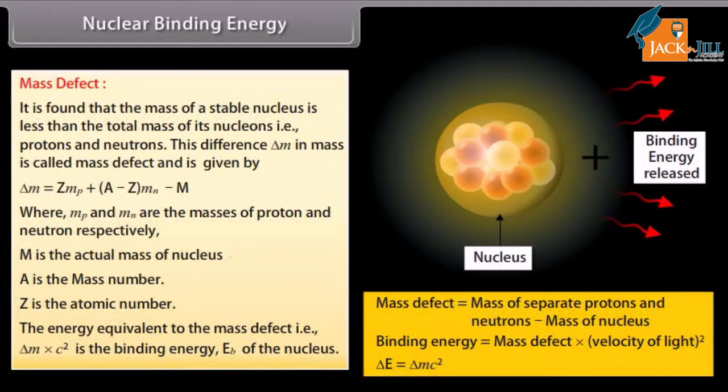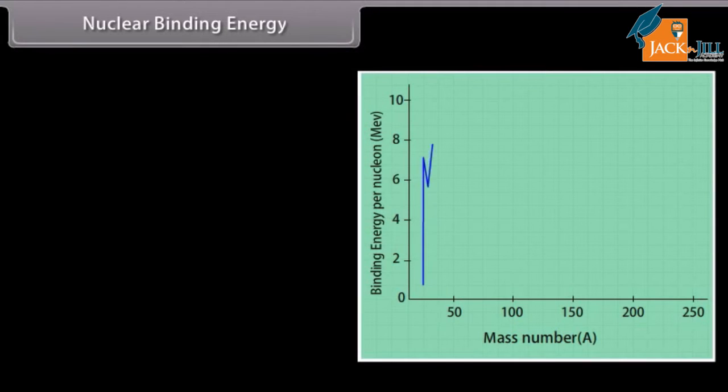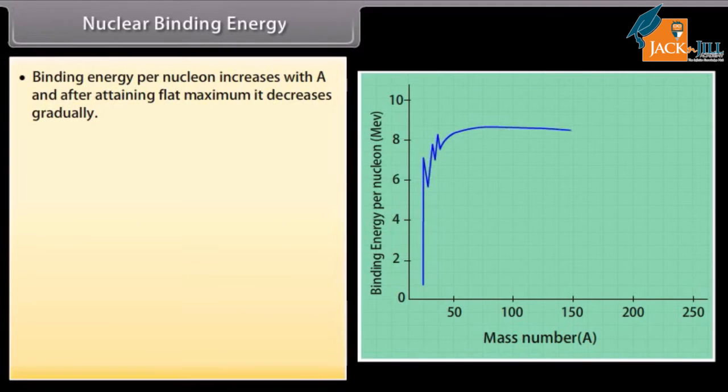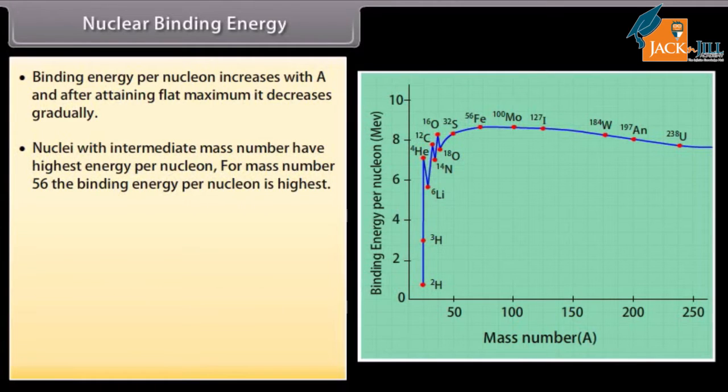The energy equivalent to the mass defect, that is Δm c², is the binding energy, EB, of the nucleus. From the graph, we note that binding energy per nucleon increases with A, and after attaining a flat maximum, it decreases gradually. Nuclei with intermediate mass number have highest energy per nucleon. For mass number 56, the binding energy per nucleon is highest.